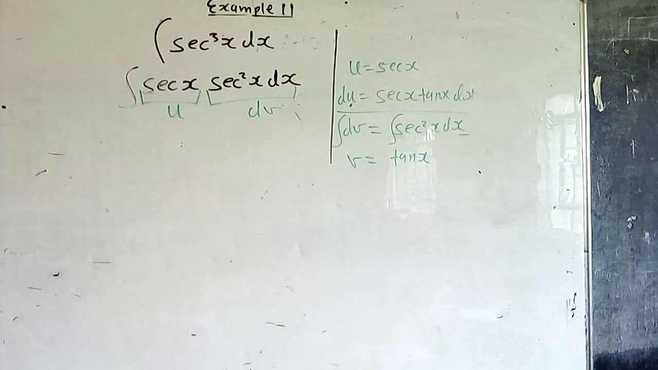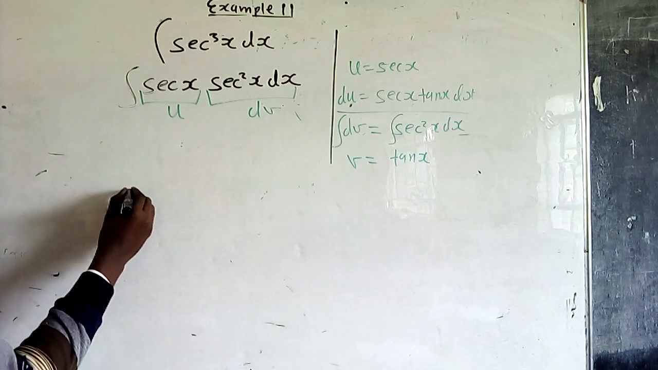Are we clear there? Yes. If you differentiate tan x, you get sec squared x. Meaning if you integrate sec squared x, you go back to tan x. Good. So from here, what do you have?